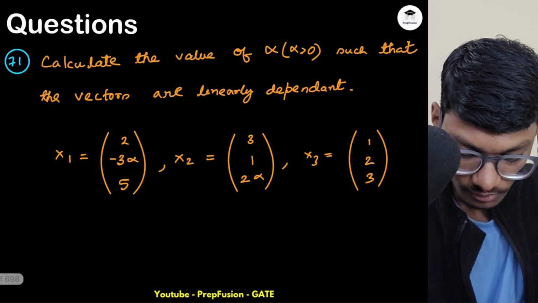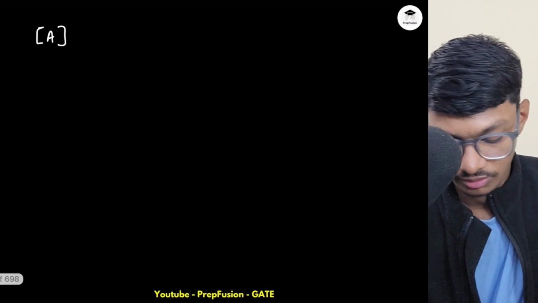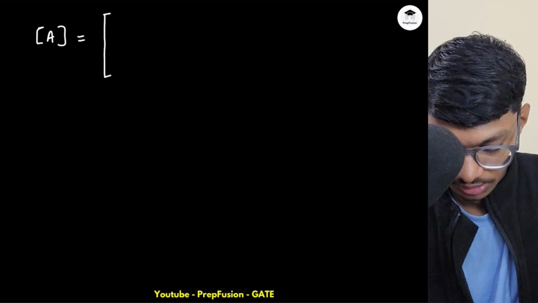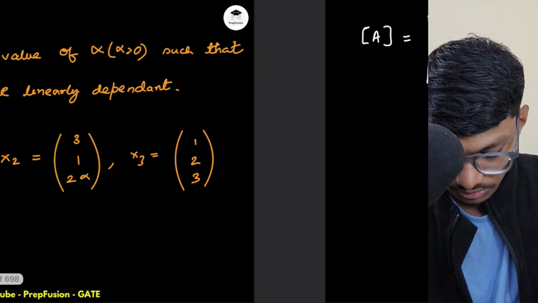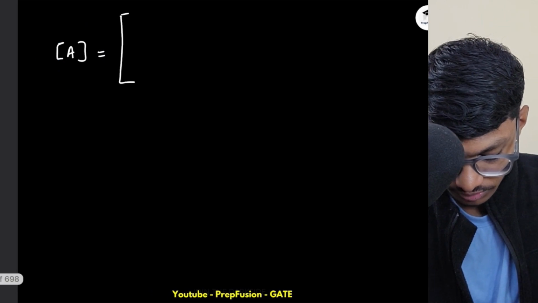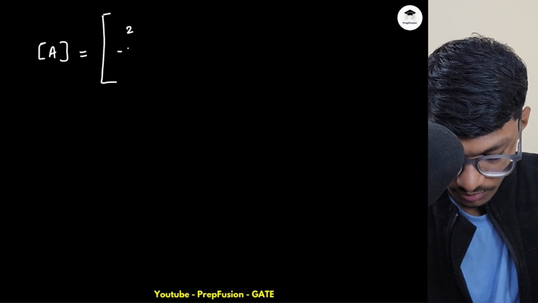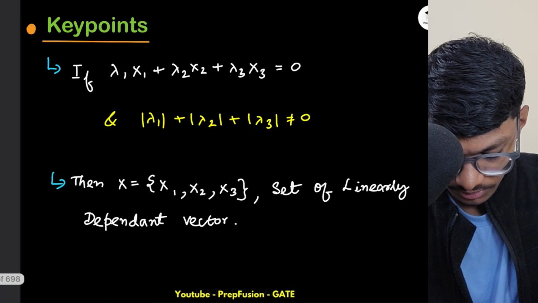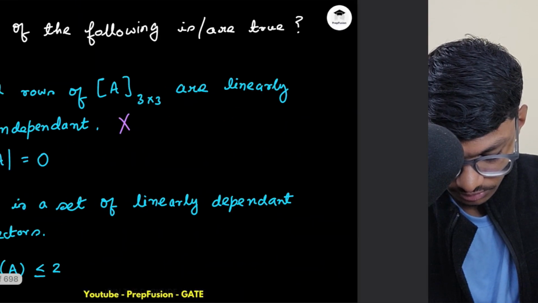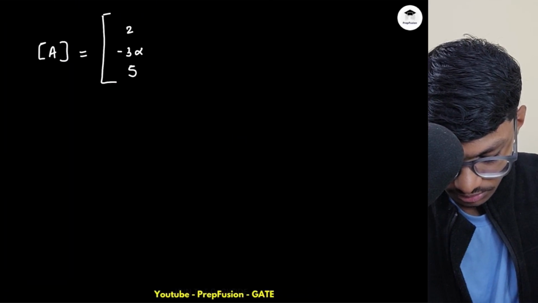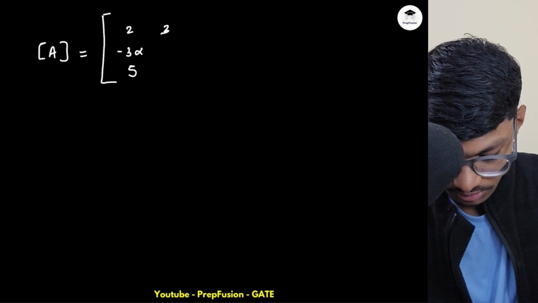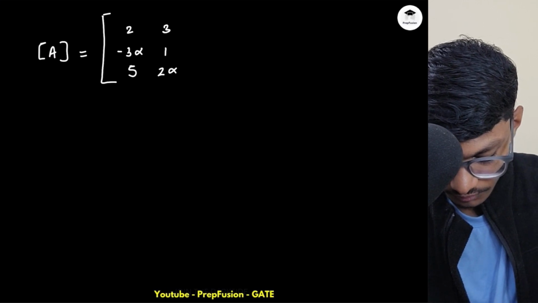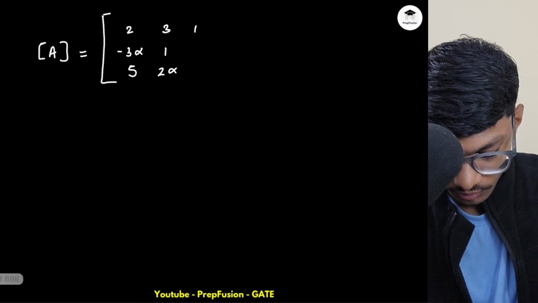Okay, so now you have to calculate this, right? You try to calculate. So we will obviously form a matrix over here. If you form a matrix over here, so this will be 2, minus 3 alpha and 5. This will be 3, 1, 2 alpha, 1, 2, 3.